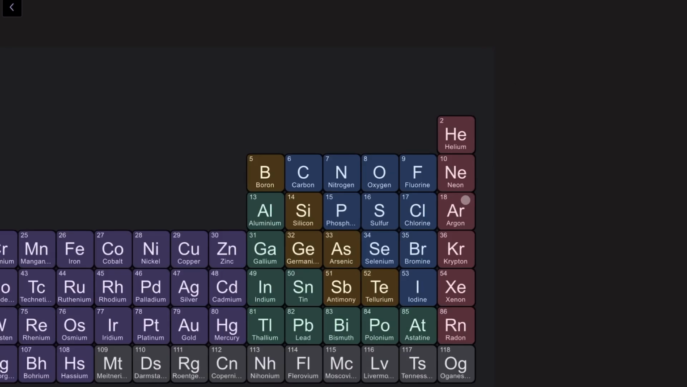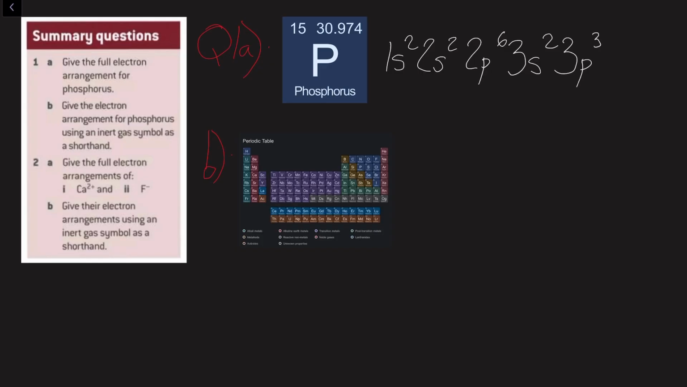So we can't use argon because argon has 18 electrons. We can use neon because neon has 10 electrons, that's less than 15, and therefore the only particular noble gas appropriate. We can use helium, but we would need too many of those. Using neon would simplify the notation a lot further. So to rewrite the notation, we write neon like this in square brackets.